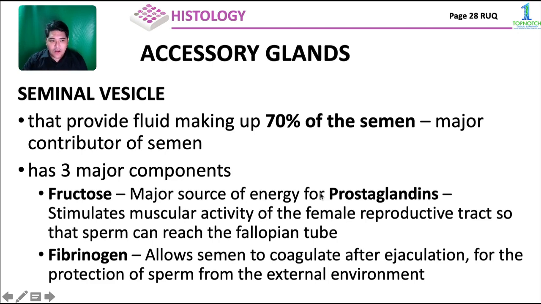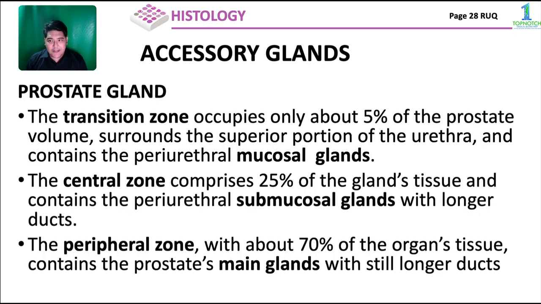Again, hatiin nyo. The three components: fructose for energy, prostaglandins for muscular activity of the female reproductive tract, and then your fibrinogen for coagulation after ejaculation. Kasi nga, it protects the sperm from the external environment. Again, your FFP: fructose, fibrinogen, and your prostaglandin.